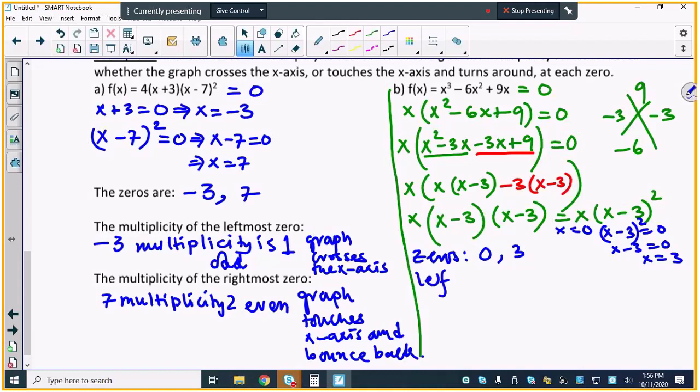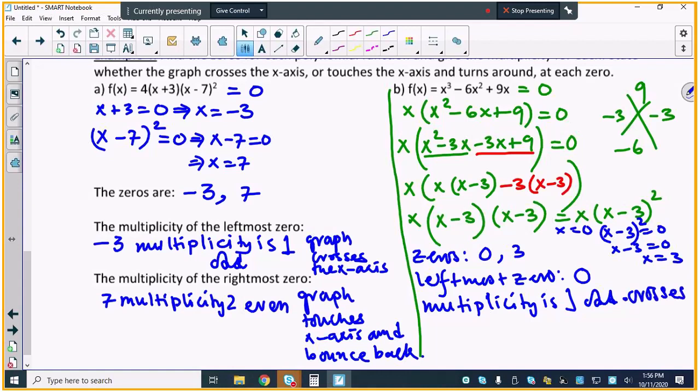And then the leftmost 0, well, the smaller one is 0, so the leftmost 0 is 0, and the multiplicity is 1, because it is with the power of 1, which is odd, so crosses. I'm not going to write the entire thing, but you remember what I mean when I say crosses. I said that the graph crosses the x-axis at this x-intercept.